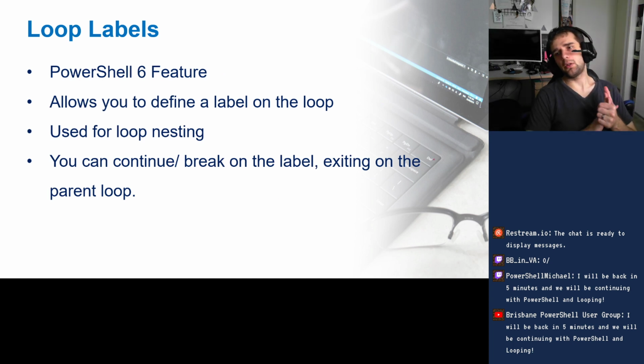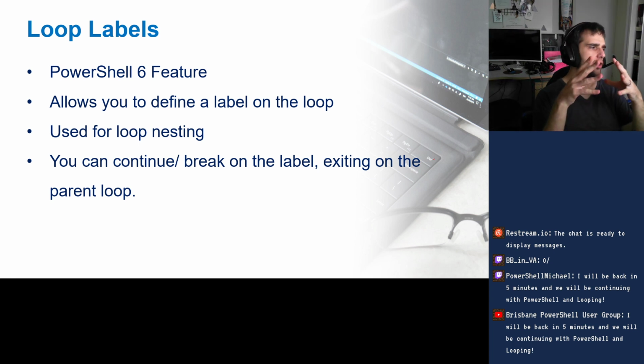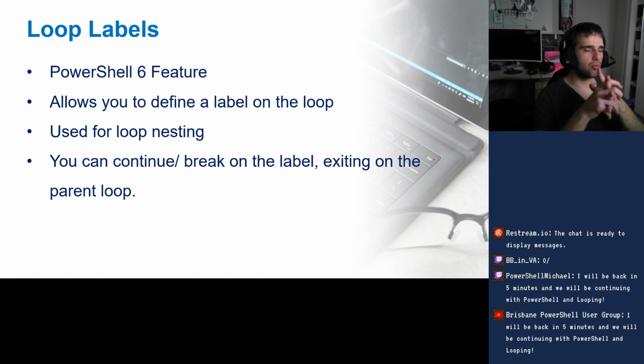One of the things that was introduced in PowerShell 6 was loop labels. Loop labels let you define a label on a loop. It's really used for loop nesting. When you have a loop inside a loop, or loopception, you can break loops in different areas.